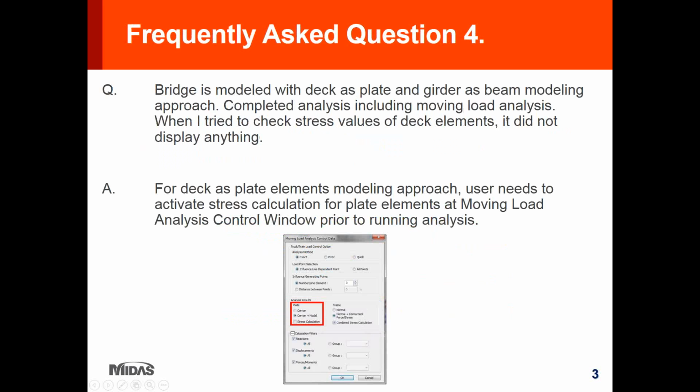Okay, frequently asked question number 4. The bridge is modeled with the deck as a plate and girder as a beam modeling approach. I completed the analysis including moving load analysis. When I tried to check stress values for deck elements, it did not display anything. In order to consider the deck stress calculation, the user needs to go to the moving load analysis control window and activate the stress calculation key. If this is not selected, it will just show 0. It will not calculate anything for plate deck elements.